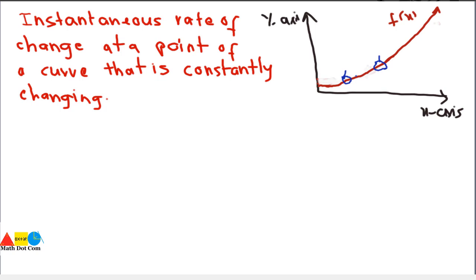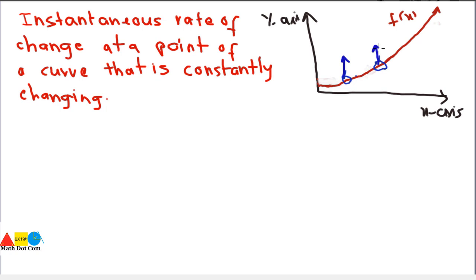So what is basically the instantaneous rate of change? It's basically the change at one single point, or at an instant, or at a point right at that time. So basically we can say that if I find slope at this point, or if I find slope at this point, it will be the instantaneous rate of change at a point.